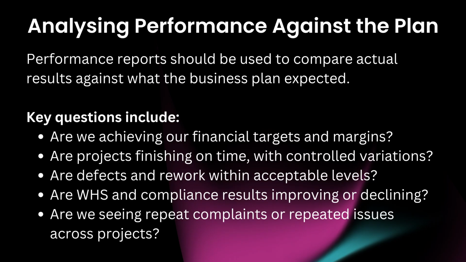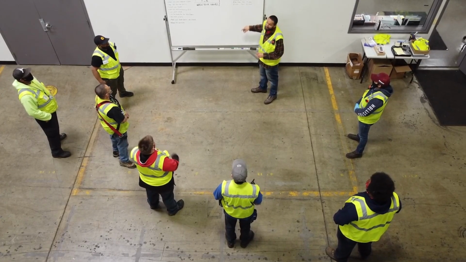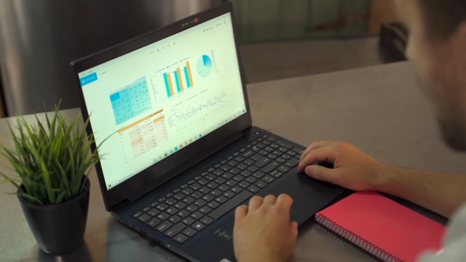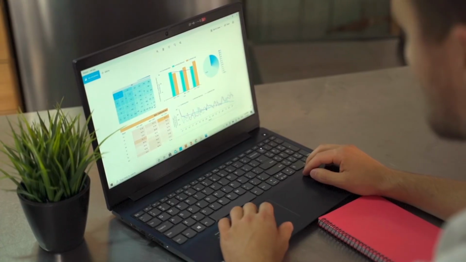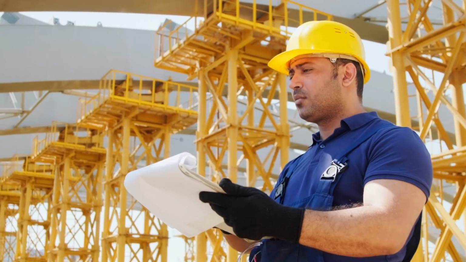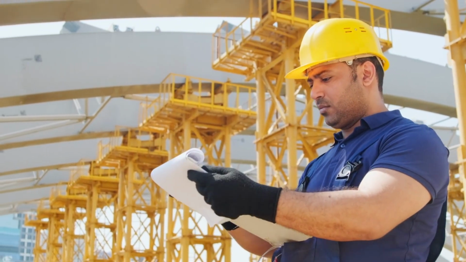Are WHS and compliance results improving or declining? Are we seeing repeat complaints or repeated issues across projects? Use trends, not single events. One bad month is a signal. A repeated pattern is a system problem. This analysis guides whether to adjust operations, resourcing, or the plan itself.